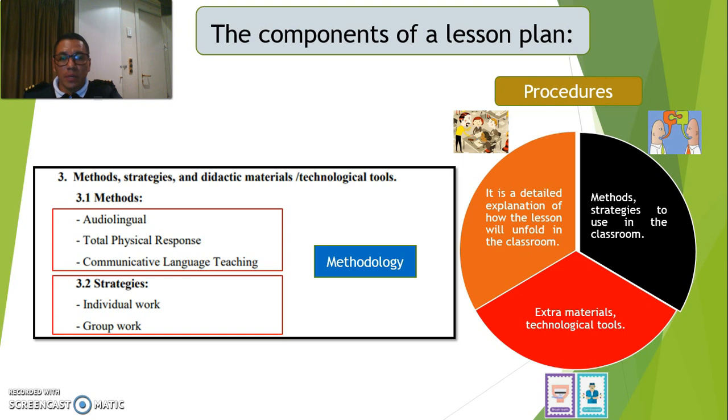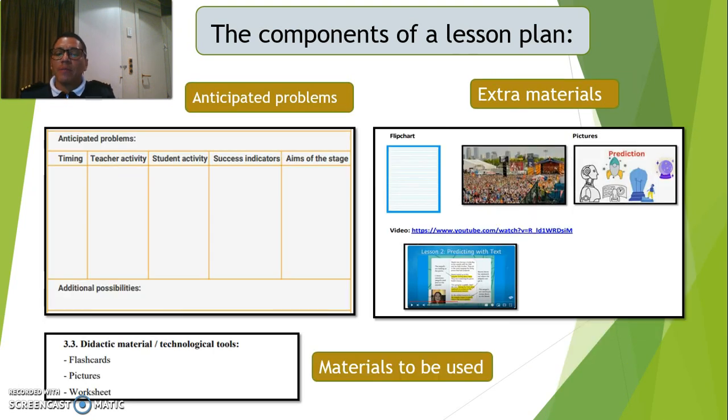Okay, consider this part. Anticipated problems, extra materials to be used are components of a lesson plan. Of course, in the anticipated problems, you need to write the main information in order to answer the question or doubt of your students. In this table, you need to write the teacher and student activity, success indicator, and the aims of the stage.